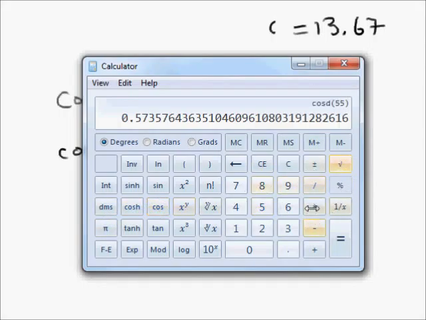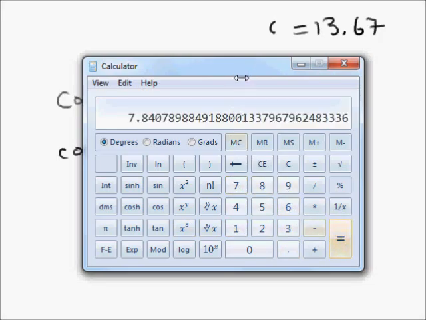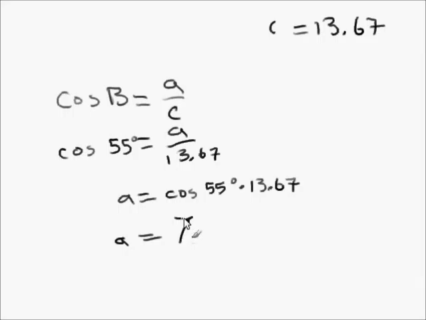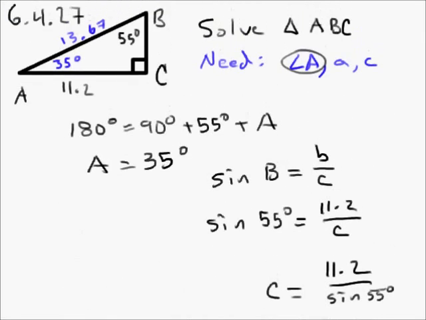55 cos times 13.67. Hooray. I get 7.84. A little trouble with the order switching there. 7.84 units. So if we wanted to really overdo this on the trig functions, we could take a look at the cosine of angle A. Cosine of angle A would be 7.84. We'll write that down. So this triangle has been solved, but I want to look at solving A a different way.